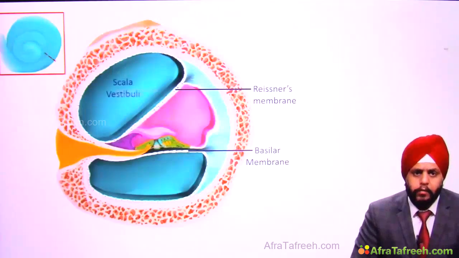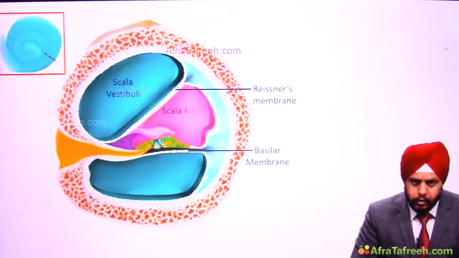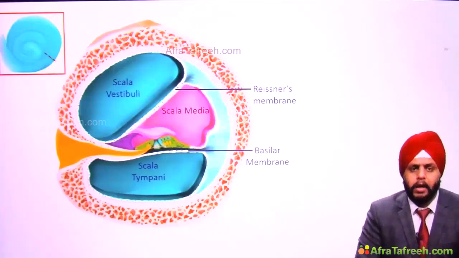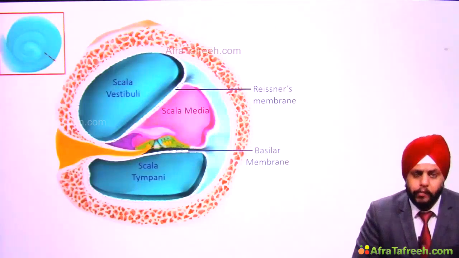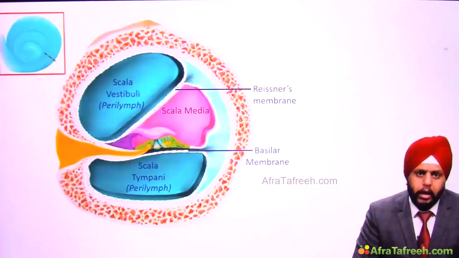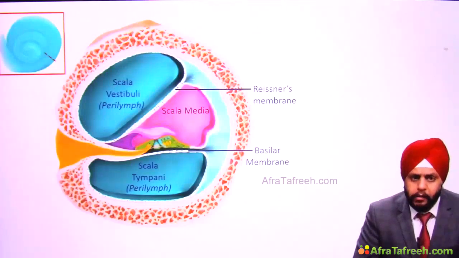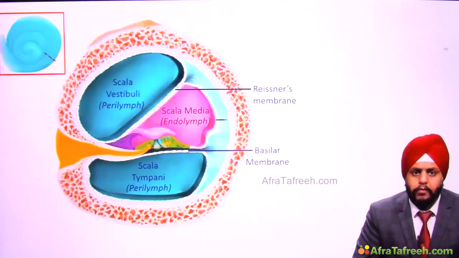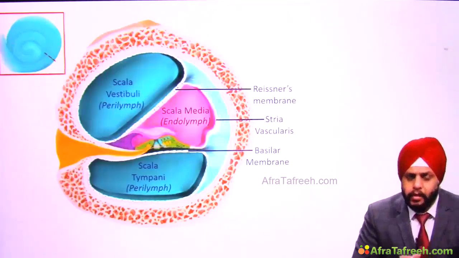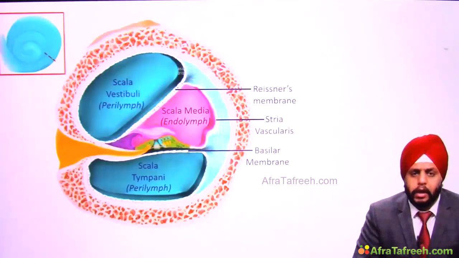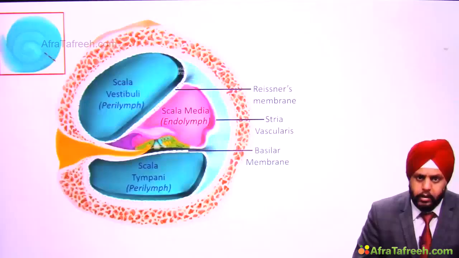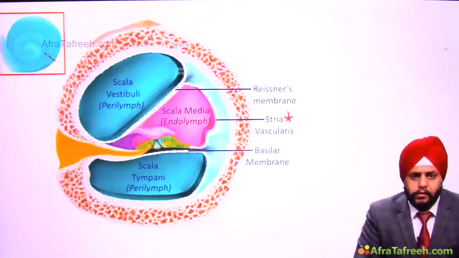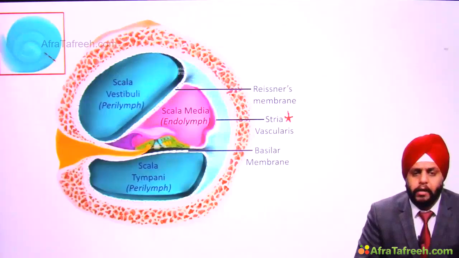Which are those three parts? We can see over here the scala vestibuli, the scala media and the scala tympani. Now we know the scala vestibuli and the scala tympani are actually the perilymphatic space, so these are filled with perilymph. And the scala media is the endolymphatic space, so this is filled with endolymph. Now this endolymph is secreted by a special membrane known as stria vascularis. So remember, the endolymph is secreted in the cochlea by stria vascularis.